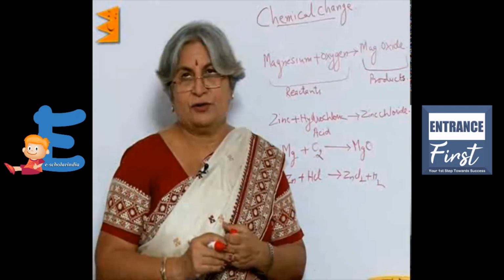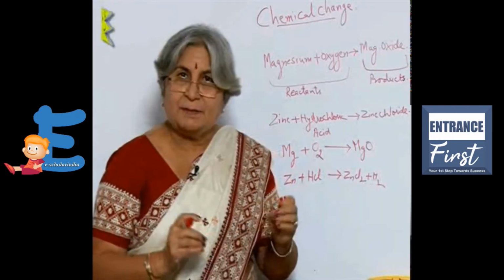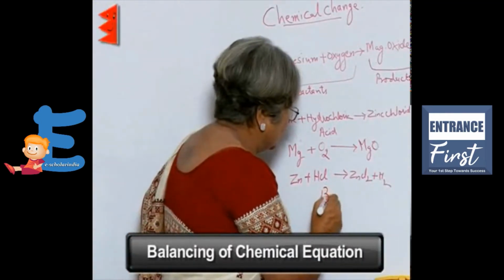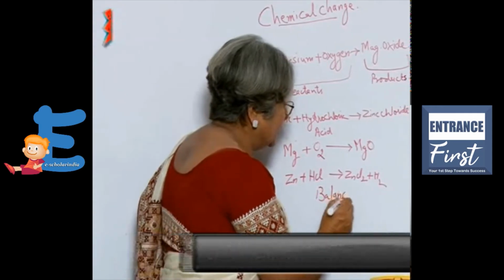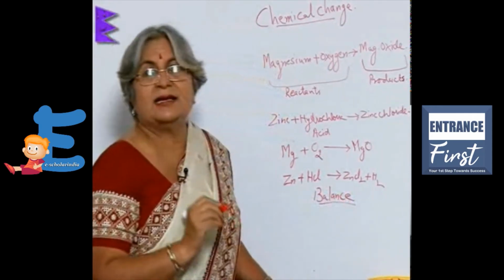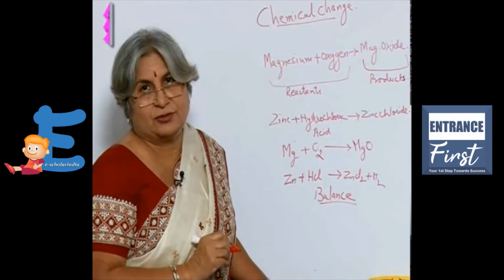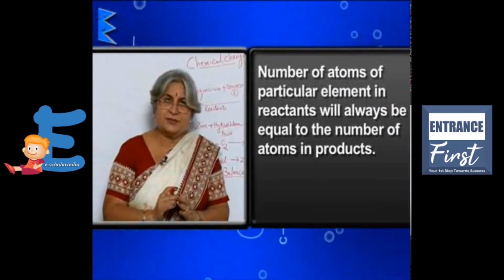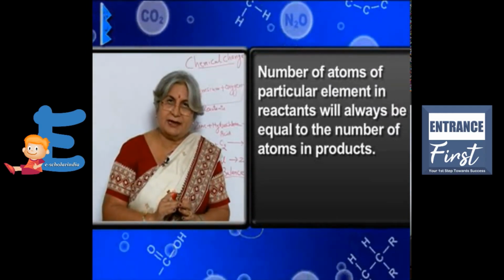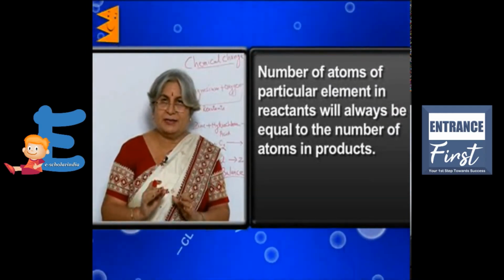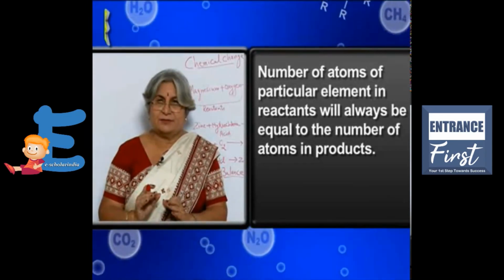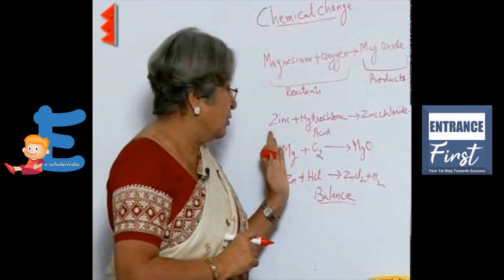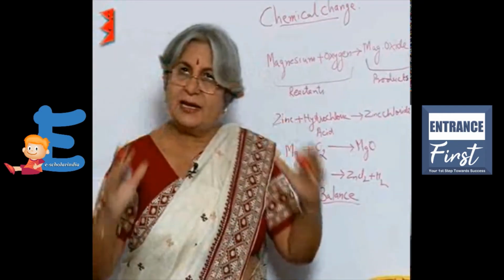From here we move on to the next step, that is balancing of the chemical equation. First of all, why balance? It has been observed that mass can neither be created nor destroyed. It remains the same, which means the number of atoms of a particular element in a reactant will always be ultimately equal to the number of atoms of an element in the product, which means both sides have to be equal. It is something like a balance.